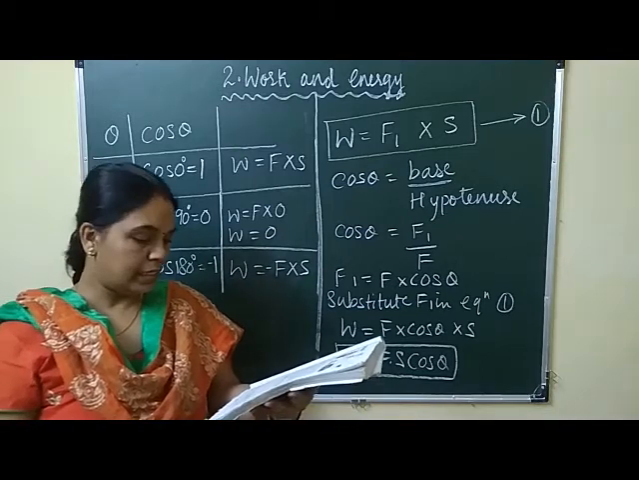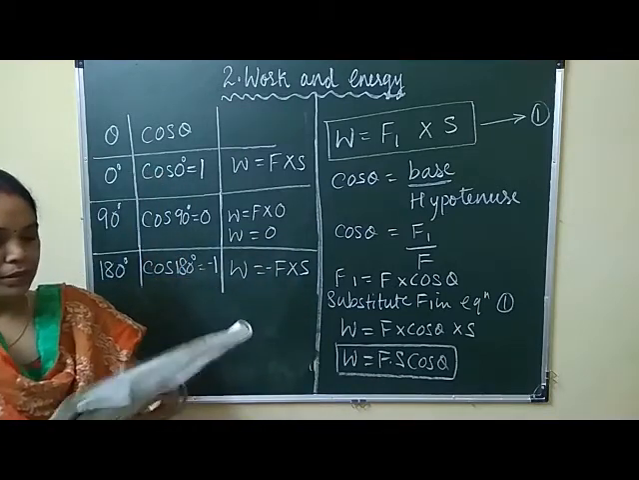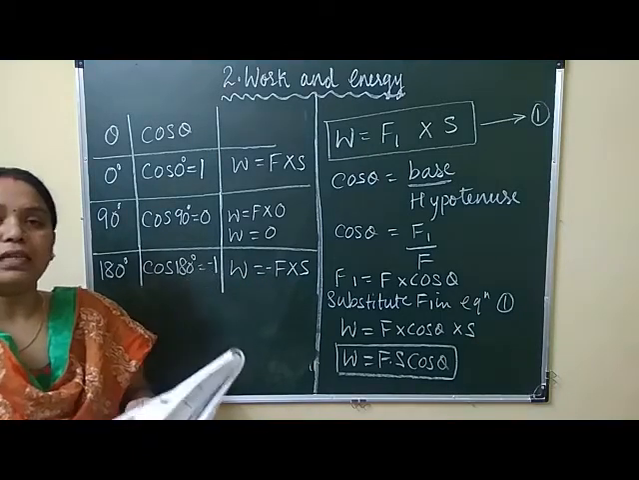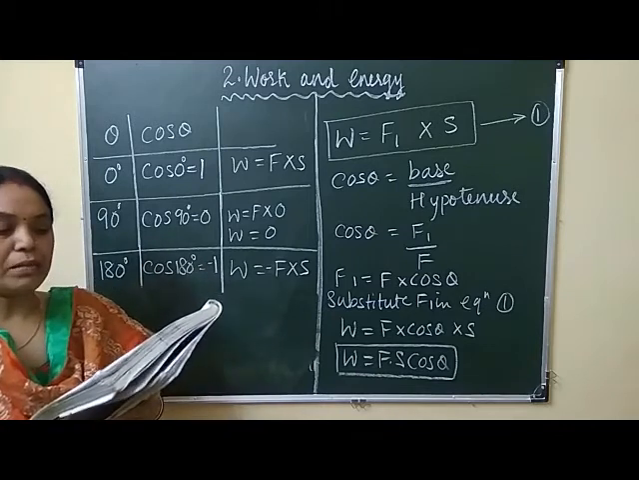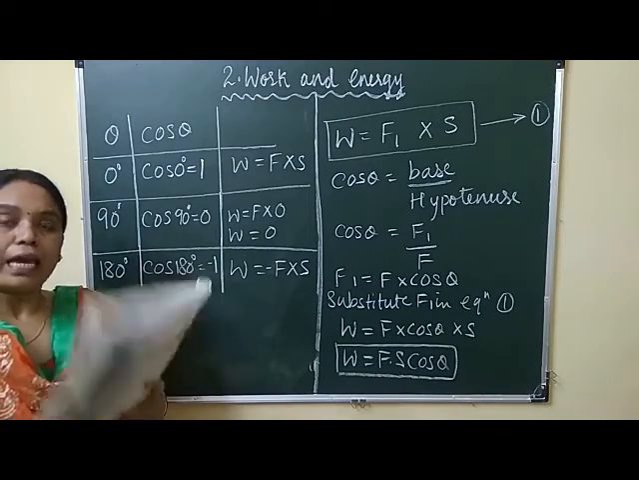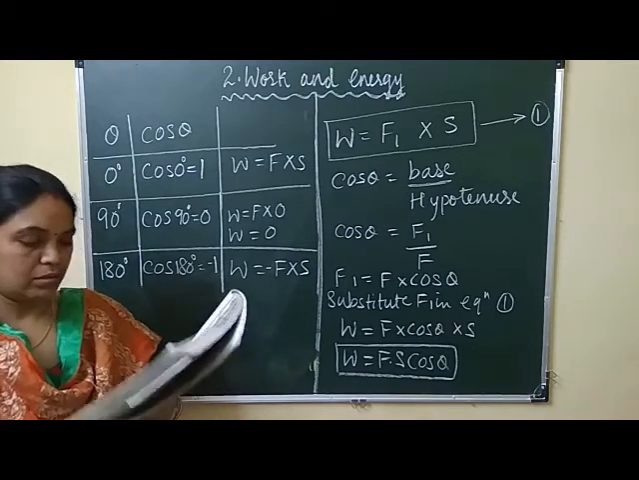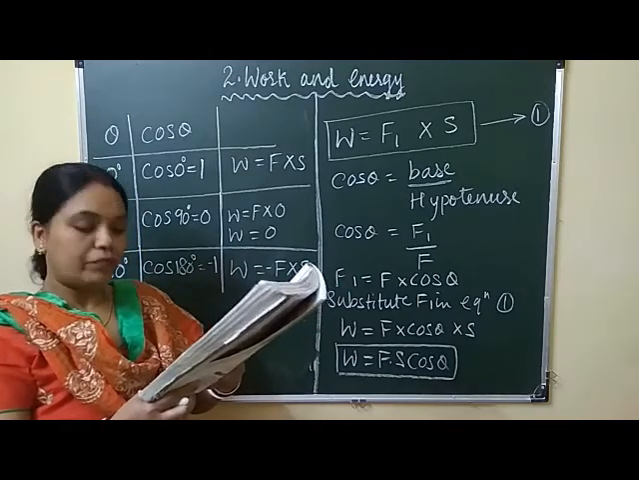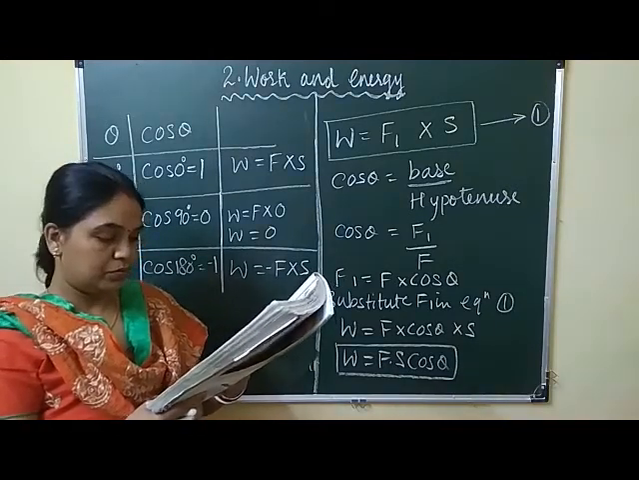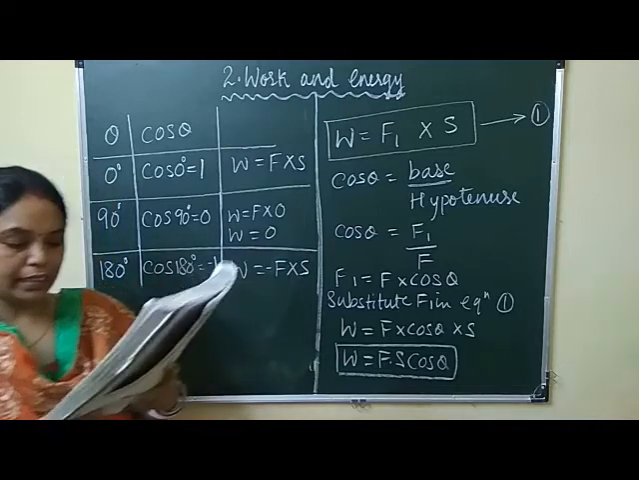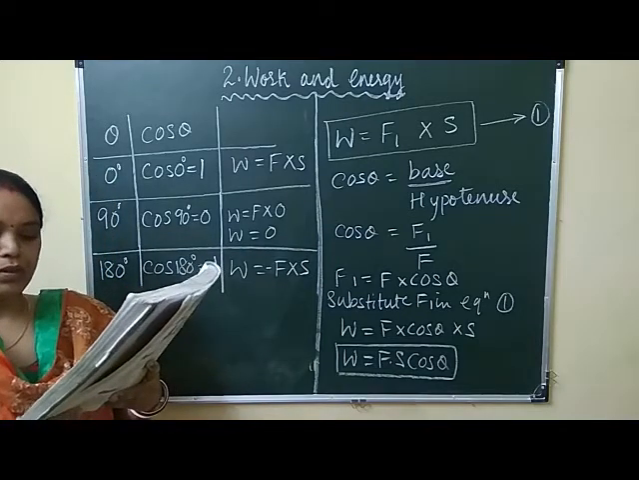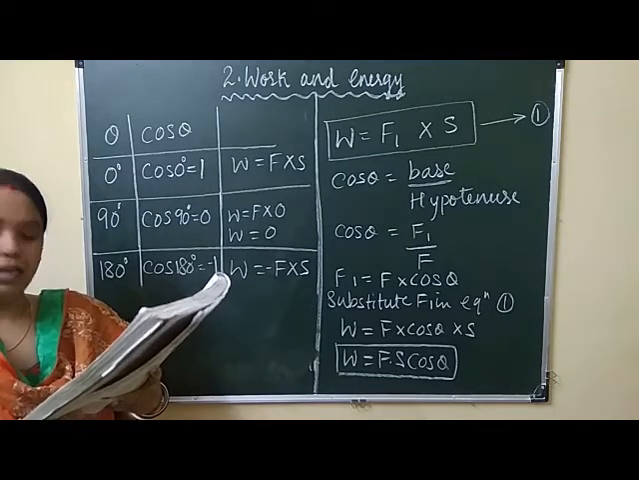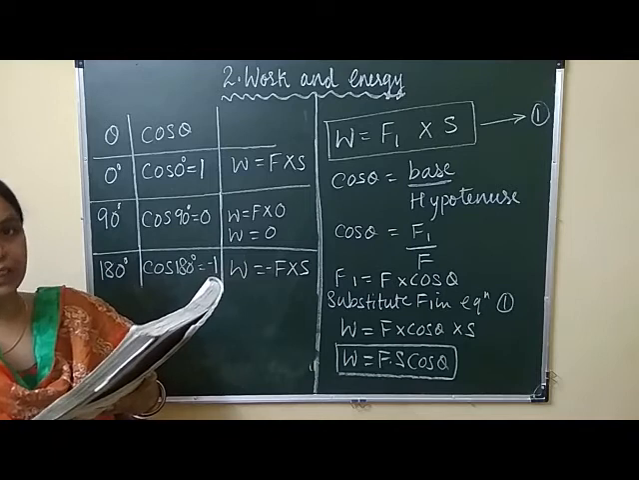For 0 degrees, you will write that work done is in the same direction of applied force. Second, for 90 degrees, work done is 0. For 180 degrees, you will write force and displacement are opposite to each other.